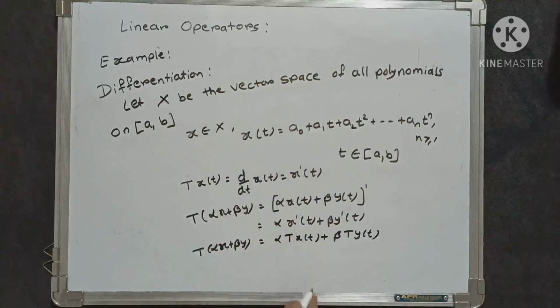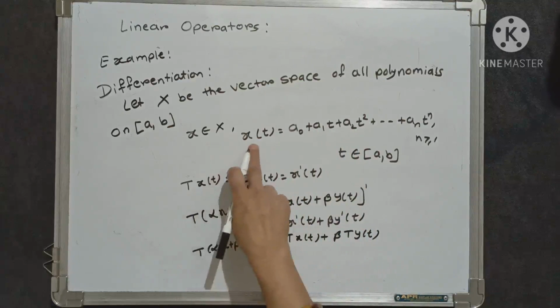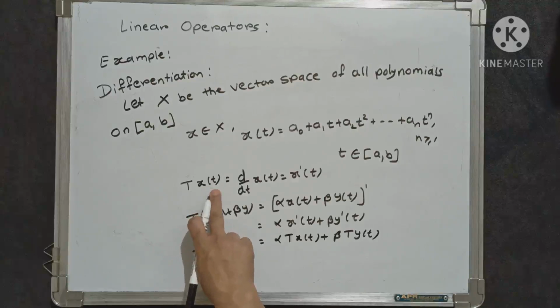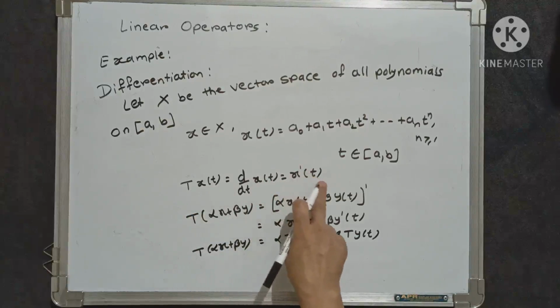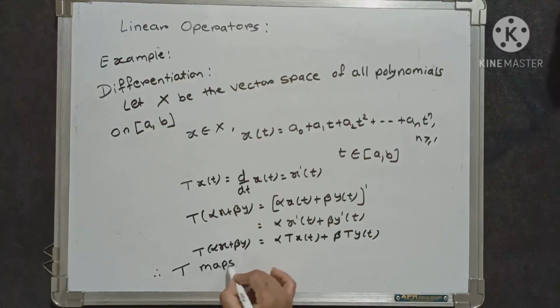is a linear operator. Now also here we observe that x of t is a polynomial, and then we apply capital T, the linear operator, on x of t, we get x prime of t. It is again a polynomial, and therefore we get that T maps capital X onto itself.